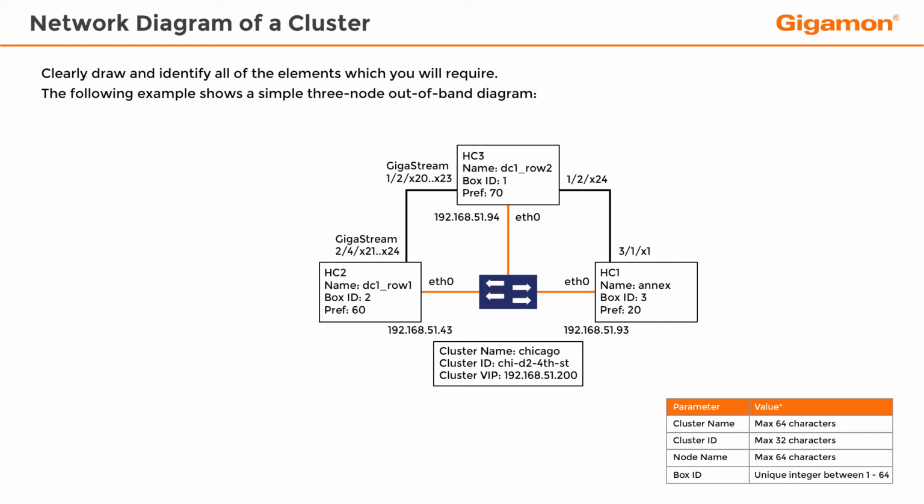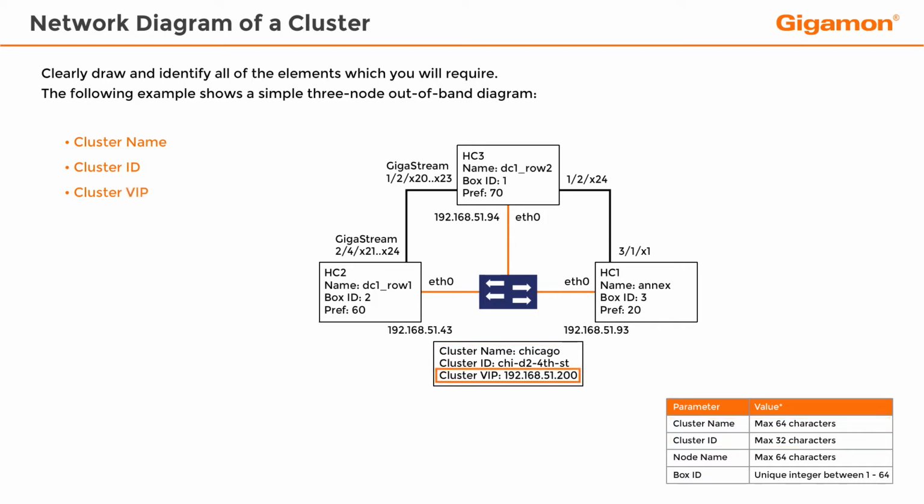Identify all elements and related information that would be needed for CLI configurations. 1. Provide the cluster name and ID for the cluster. A cluster name can include up to 64 characters, and the cluster ID can include up to 32 characters.